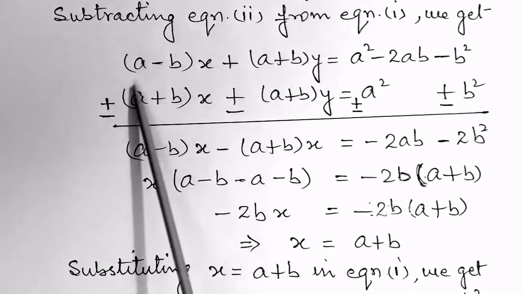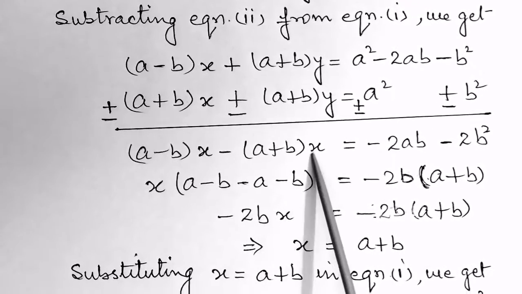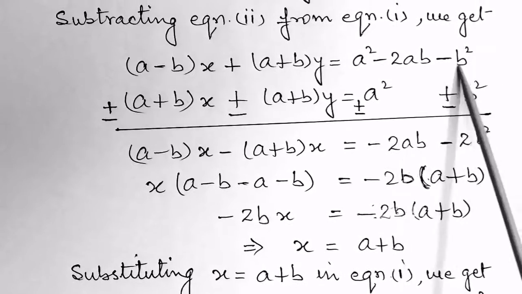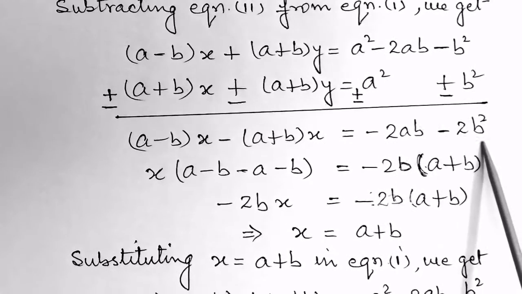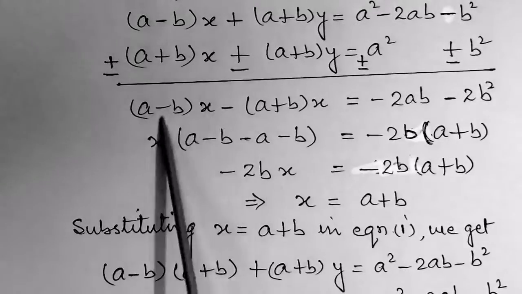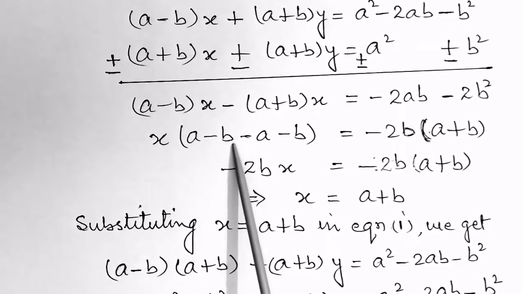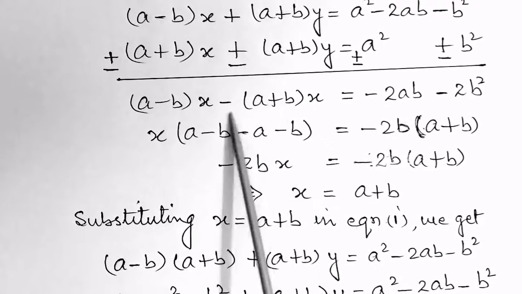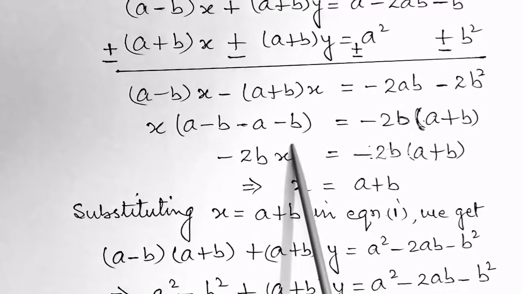Right, so we are left with (a minus b) into x minus (a plus b) into x, and on this side minus 2ab and minus 2b square. Minus b square and minus b square is minus 2b square. From these take x common, so you have (a minus b minus a minus b), right? Because they are having minus sign here, so when you open the bracket you get minus a minus b.